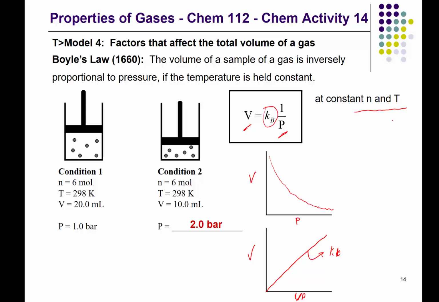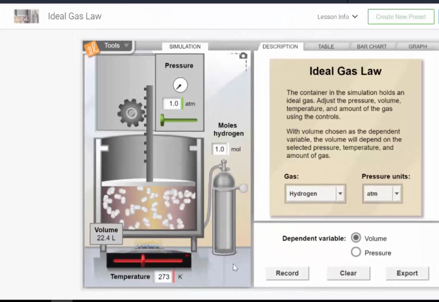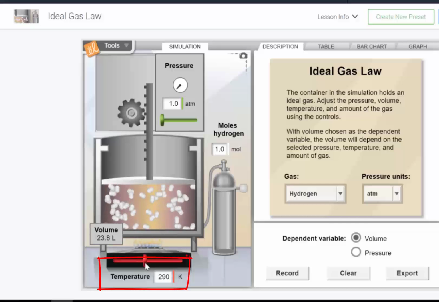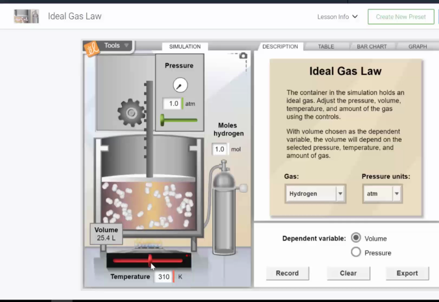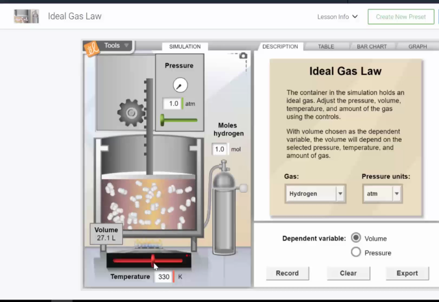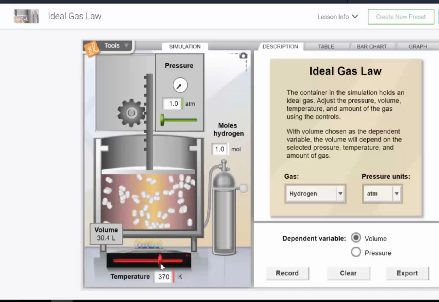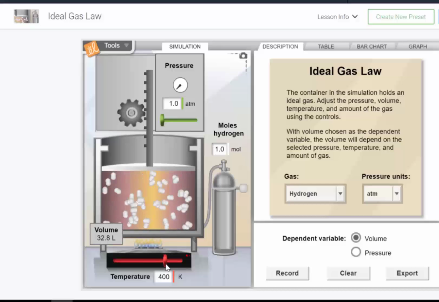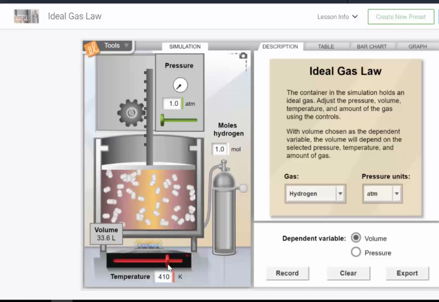So now let's explore the relationship of volume to the temperature. And to do this, I'd like to return to our simulation. In this next part of the simulation, we're going to start at 273 Kelvin, and we're going to increase the temperature. All along, we're going to keep the pressure constant. So the idea is that we're always going to change one variable and see its effect on the volume. So as we increase the temperature, you can see that the volume is increasing. Again, the pressure is remaining constant.